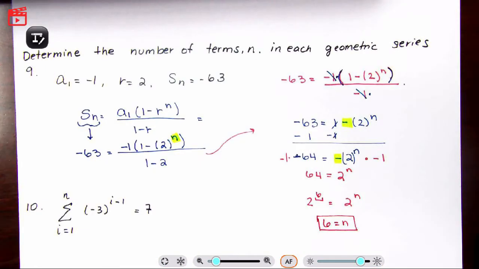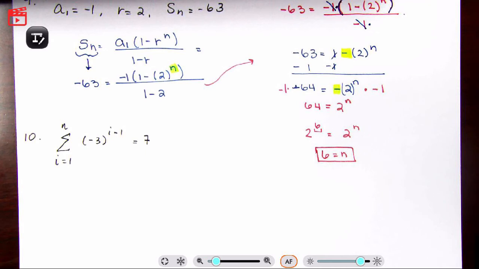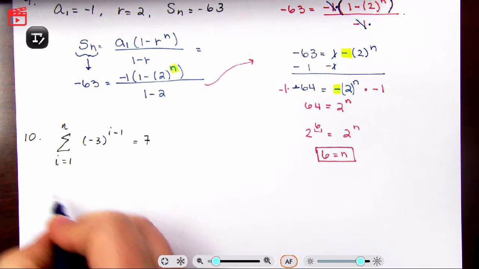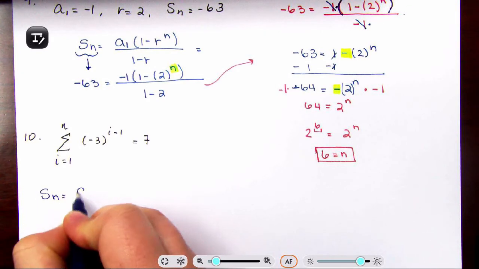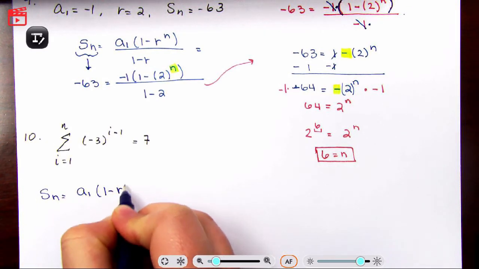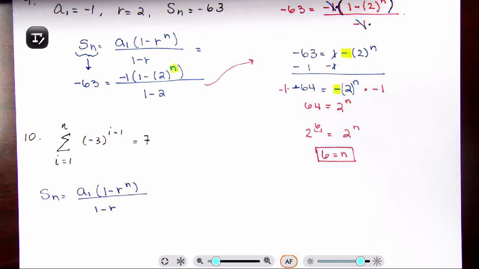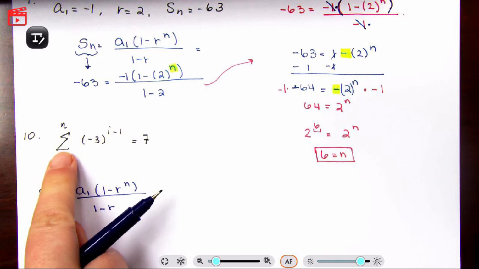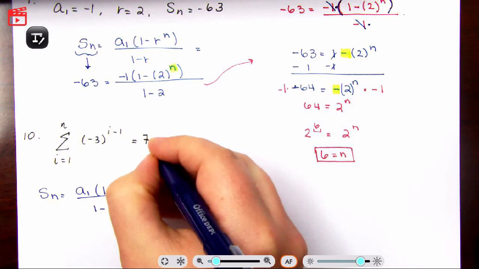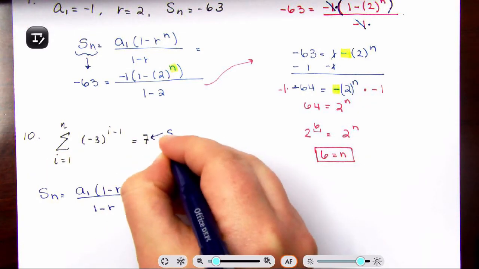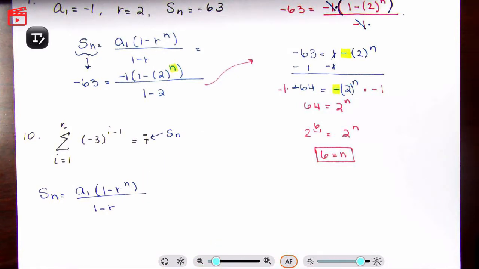And let's do one more. This is going to be our last one for the review video for geometric series. Same thing, it's asking us to determine the number of terms. Here our formula, S sub n is equal to S sub 1 times 1 minus r to the n power. This time they give us the summation notation. So they're telling you that this 7 is your S sub n. So S sub n is 7.